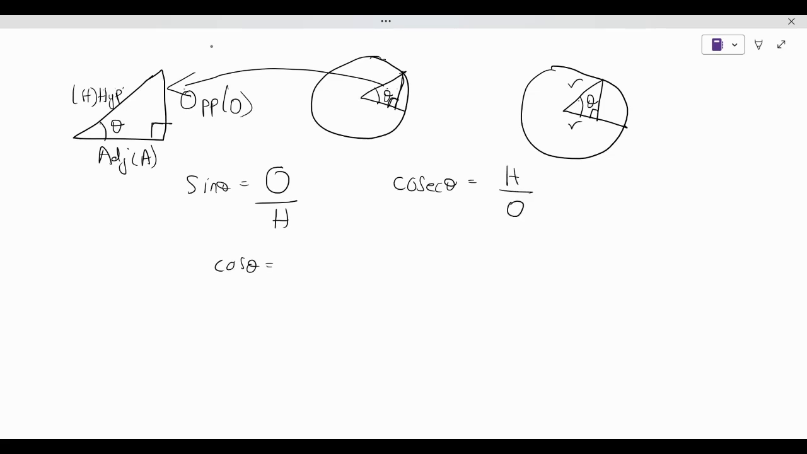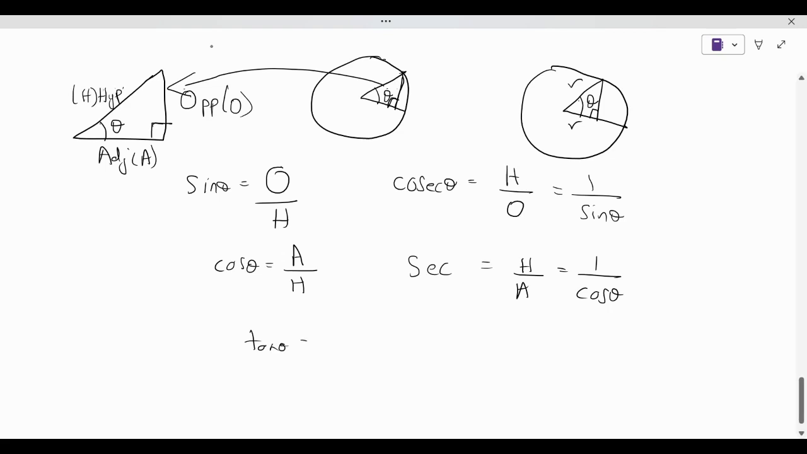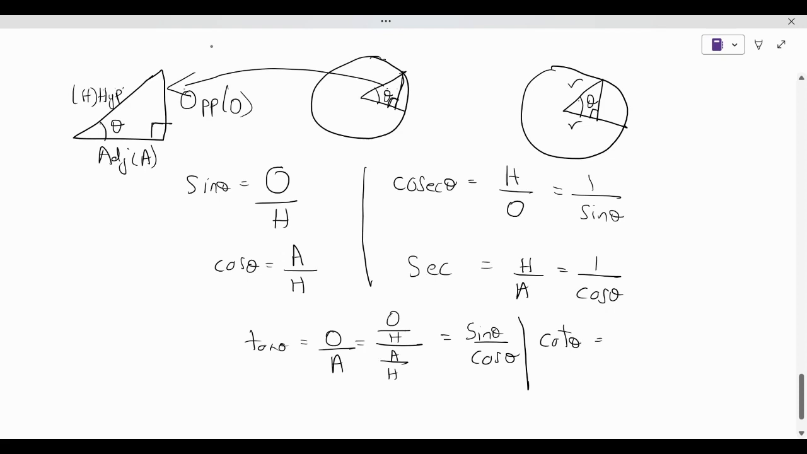Cos theta is adjacent by hypotenuse, and the inverse of cos theta is sec theta, which is equal to hypotenuse by adjacent. So cosec theta can be written as 1 by sine theta, and sec theta can be written as 1 by cos theta. Now tan theta is equal to opposite by adjacent, which can also be written as opposite by hypotenuse divided by adjacent by hypotenuse. The hypotenuse cancels. Hence we get sine theta by cos theta.